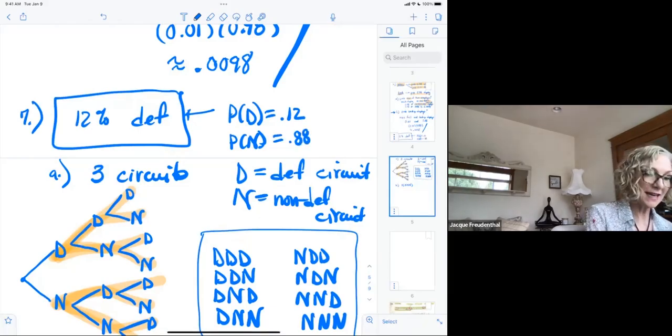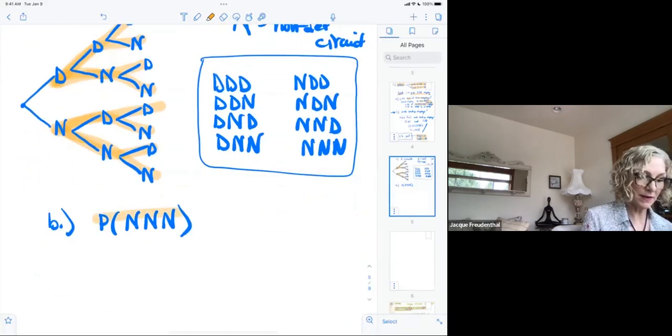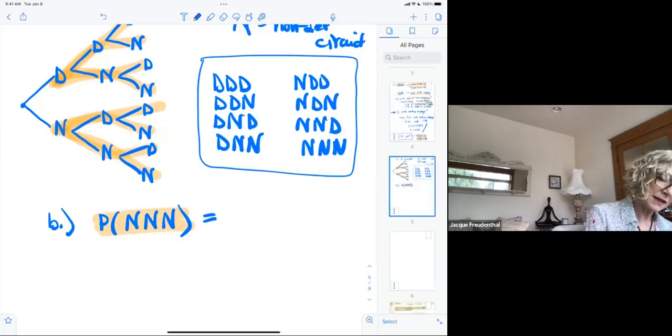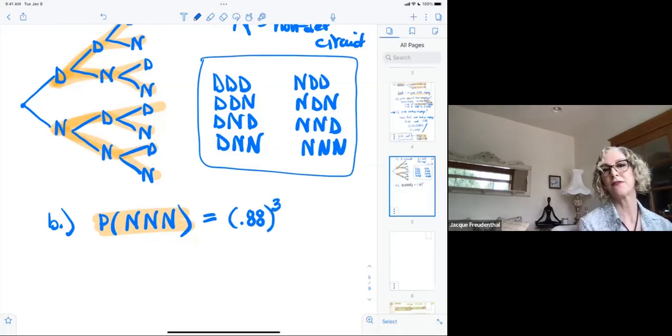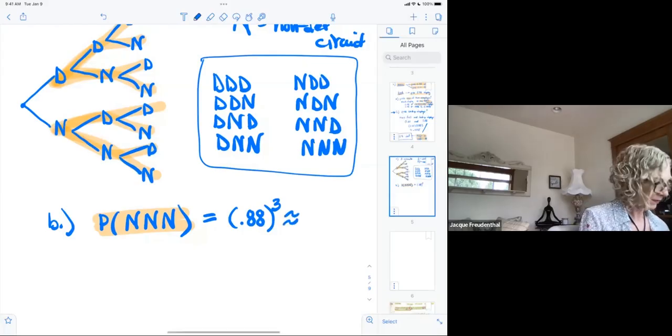So I'm going to use that idea to figure out the probability that all 3 are not defective, which would be 0.88 is the chance that it's not defective, and it's to the 3rd power. Not defective, not defective, not defective. Okay, so we get that answer to be approximately 0.681.